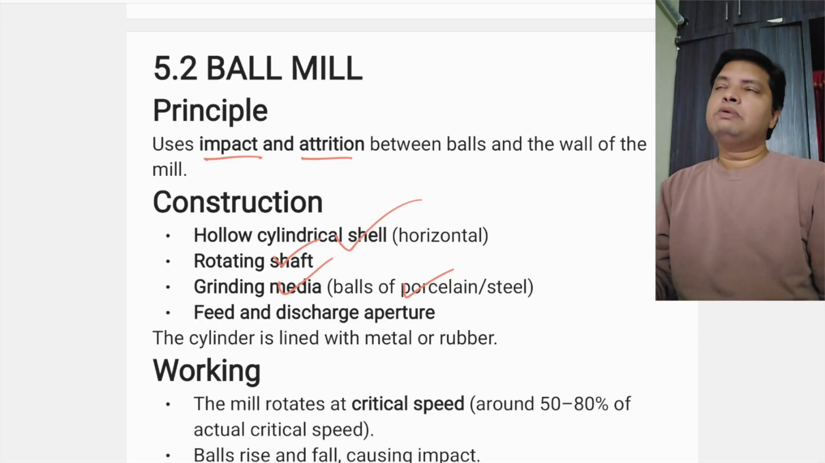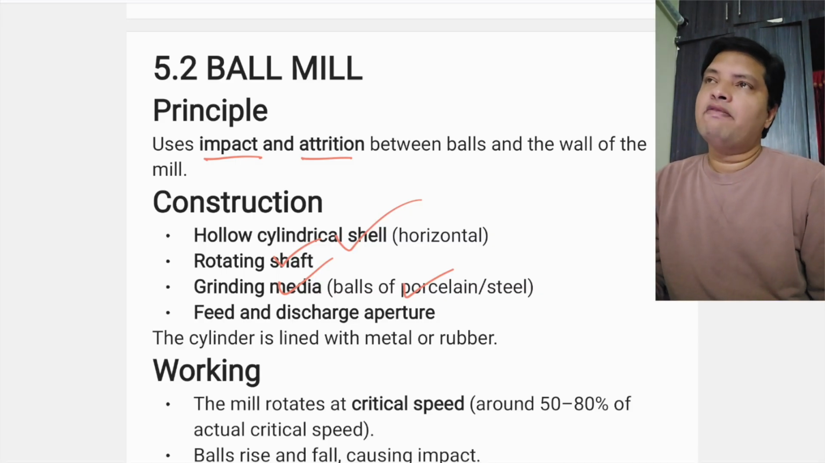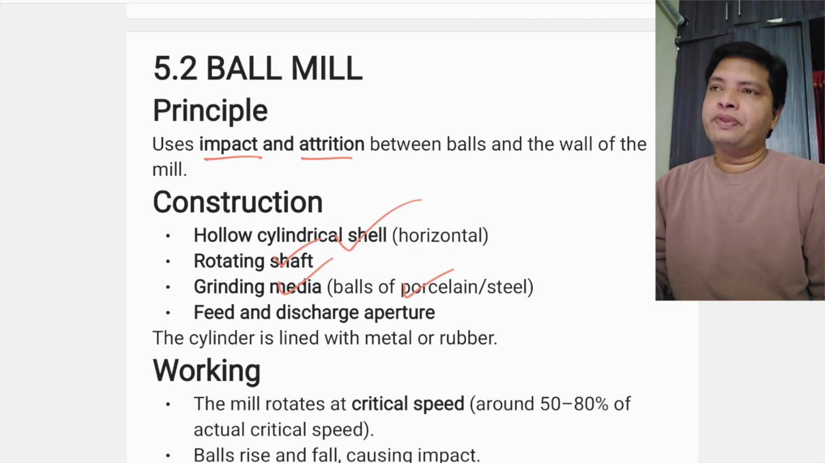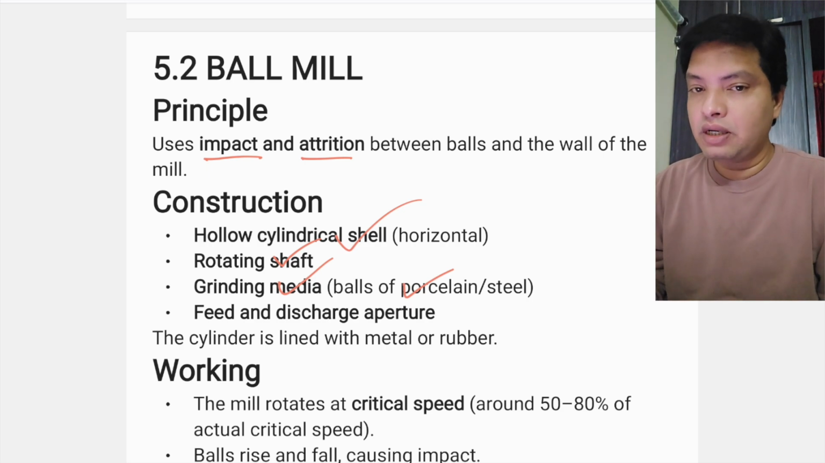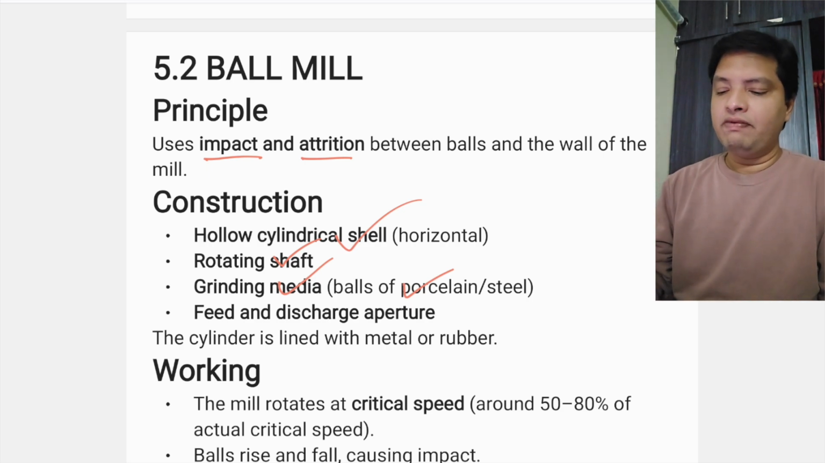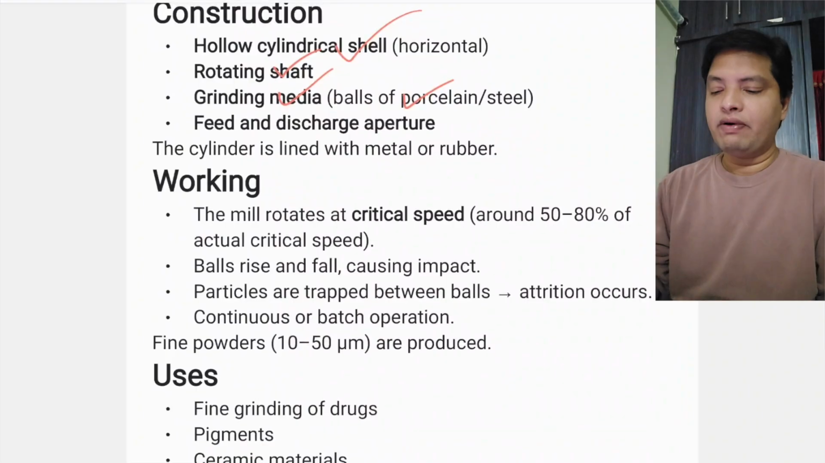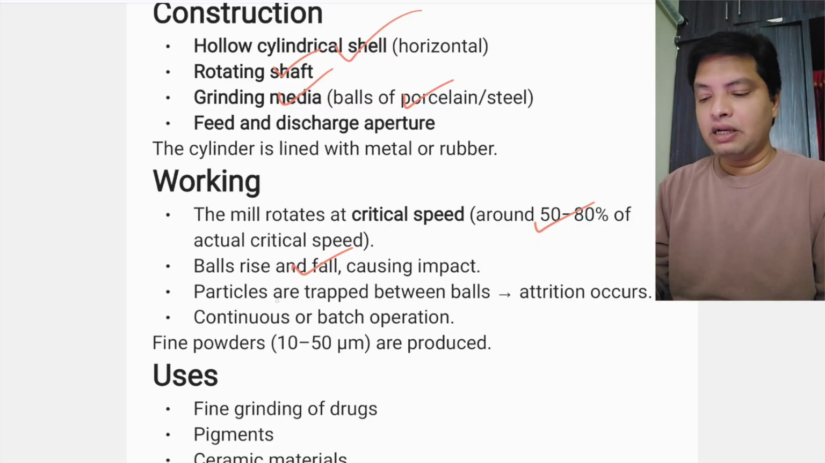In the construction of any of these mills, you need to note that the material being used for construction should not react with the material being milled. Okay, working: we have a critical speed, where balls rise and fall on each other, particles are trapped between the balls, and attrition occurs. Continuous or batch operation is possible. You can get a size of 10 to 50 micrometers.